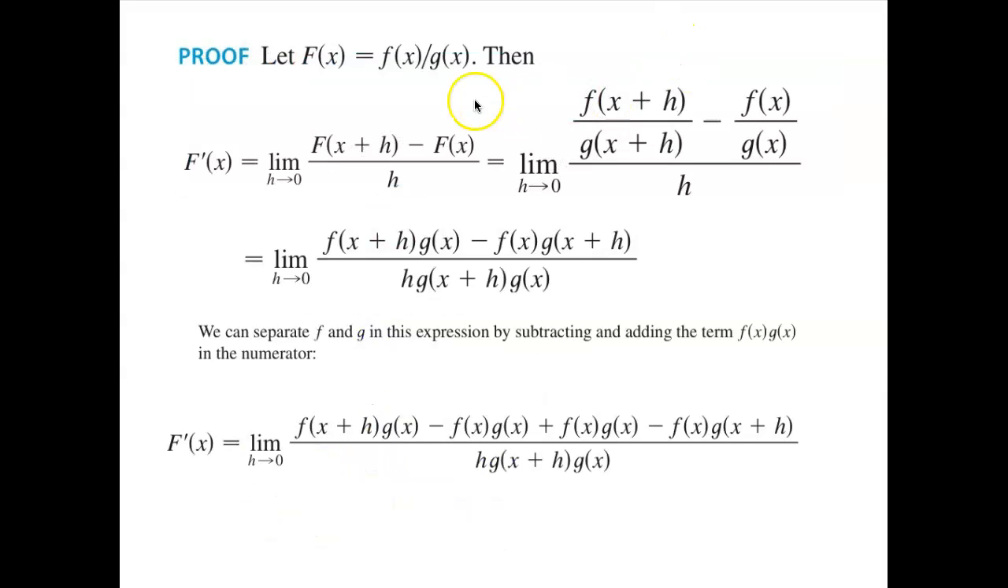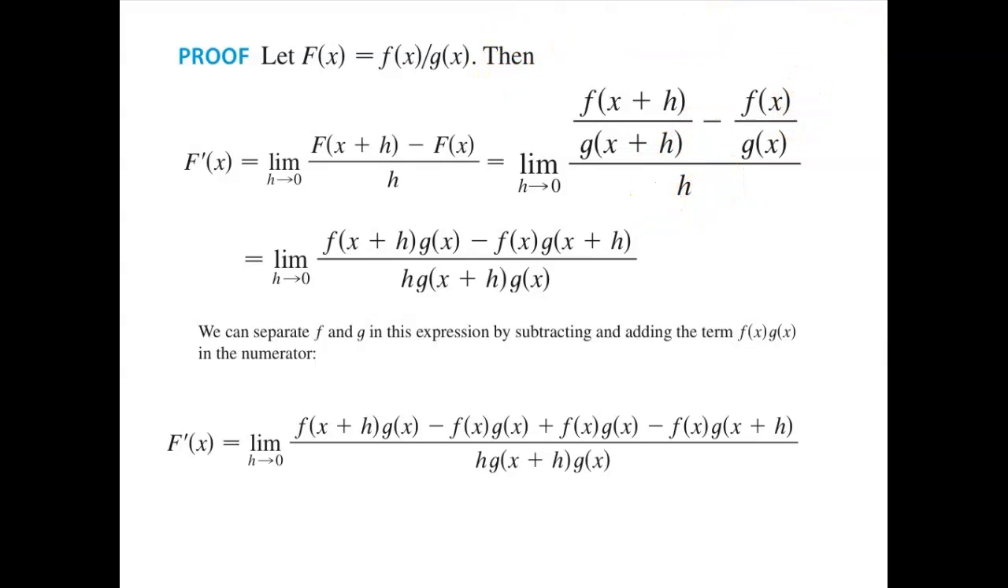So let's just focus up here. I let capital F of x just be the quotient of lowercase f and g. And so what I'm doing here is then capital F prime is just my limit definition of derivative, right? And now I'm transferring that limit definition to the right-hand side. So I'm replacing capital F of x plus h with lowercase f of x plus h divided by lowercase g of x plus h, minus f of x over g of x, all over h.